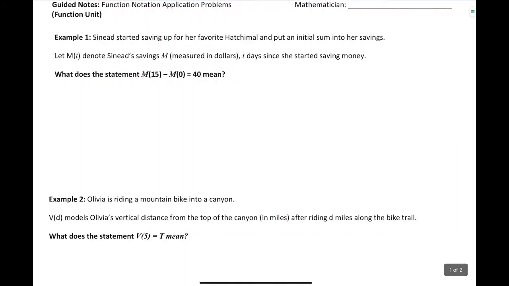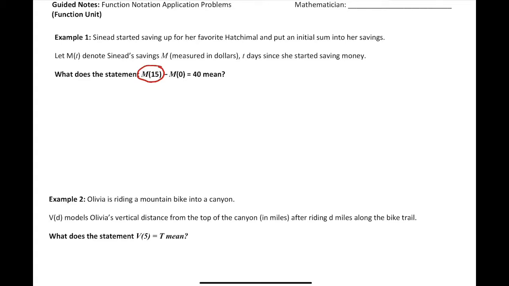Now the first example here, let's go ahead and read this. It says, Sinead started saving up for her favorite Hatchimal and put an initial sum into her savings. Now let the function m of t denote Sinead's savings, m, measured in dollars, t days since she started saving money. As you guys probably can already tell, the wording of these function problems is like half the battle, or maybe most of the battle. But we have to make some sense of what's going on with Sinead's problem. Let's talk about that first here.